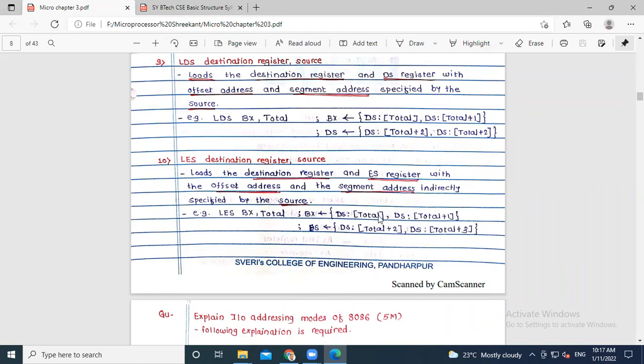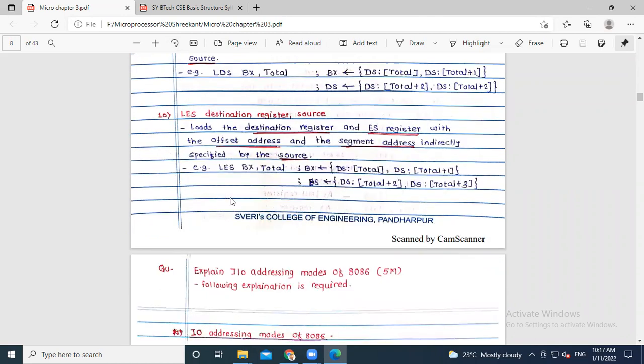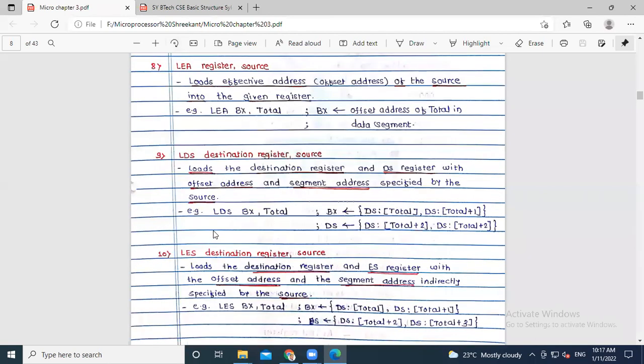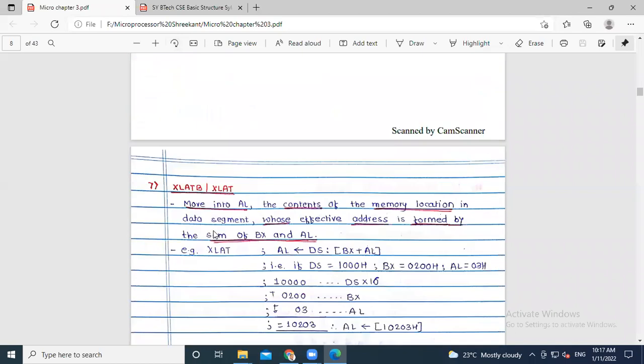That is with total plus 1, that is DS to the BX. So total to the BX register by using the LES. This is directly loads, it is indirectly loads. This is the tenth one. Okay, so all these 10 instructions we have to study.